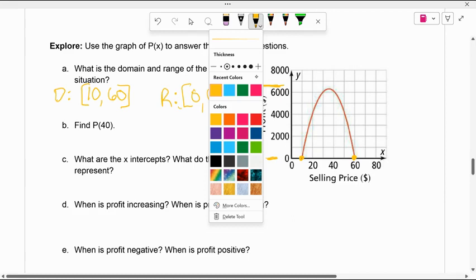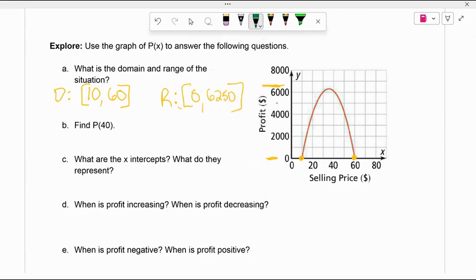So P of 40 is asking us, if we charge $40 for this thing, how much are we going to profit? Well, just like we did before, that's saying X. So go up, 40 equals X. Go over to find our Y. So that would be $6,000. So hopefully we'll sell it at that price.